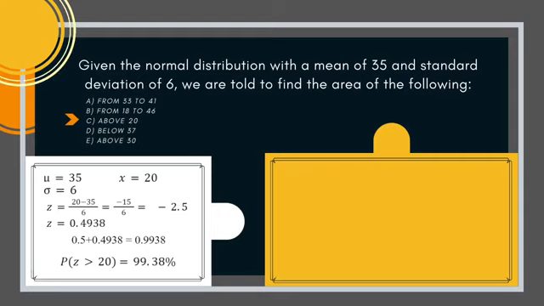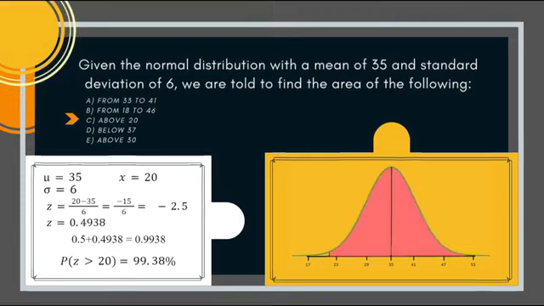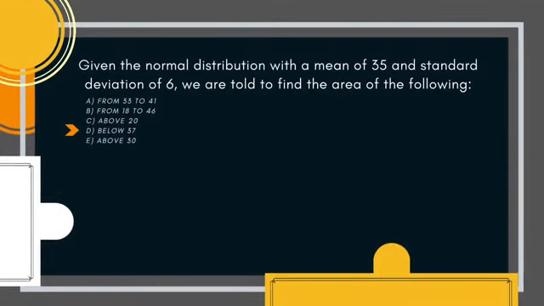Nakuha na natin ang sagot at ang kailangan na lang natin gawin ay mag-graph. The graph still contains the same values of 35 as the mean and 6 for the standard deviation. This time, we will mark the 20 in the values and shade everything on its right side to represent the 99.38% probability of getting 20 and above in the distribution.